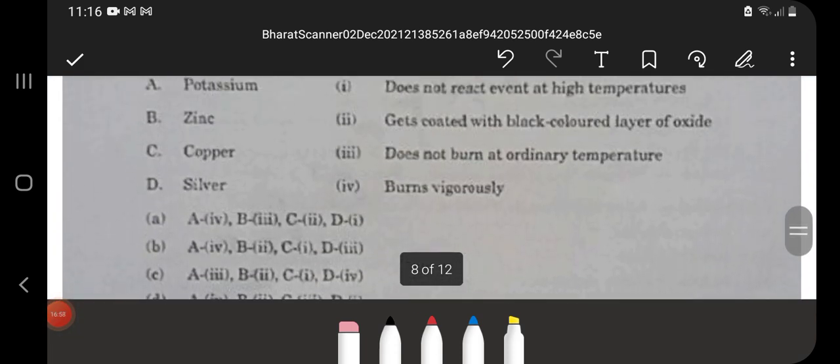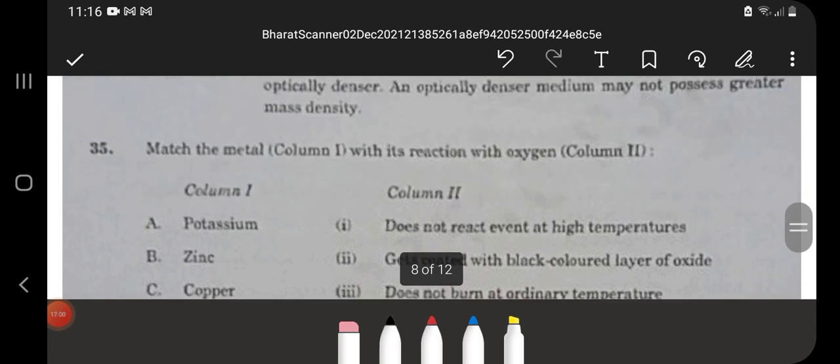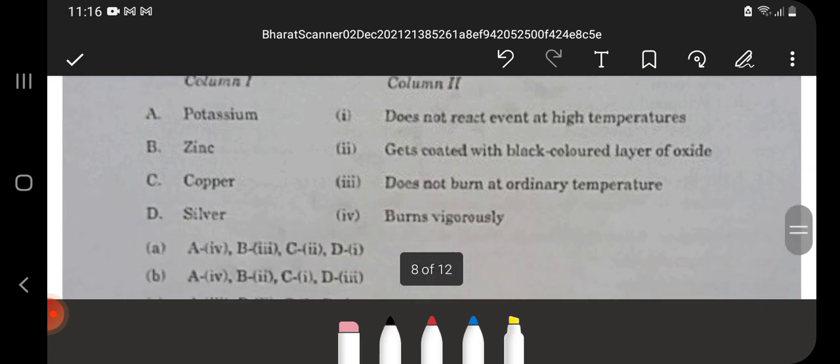35. Match the metal in column 1 with its reaction with oxygen in column 2. Column 1 and 2 are given. The answer is 35 answer is A.